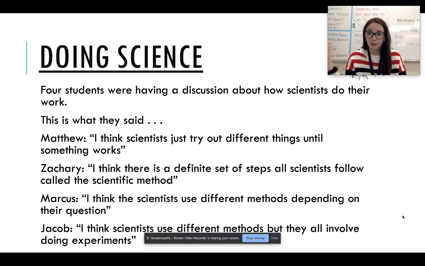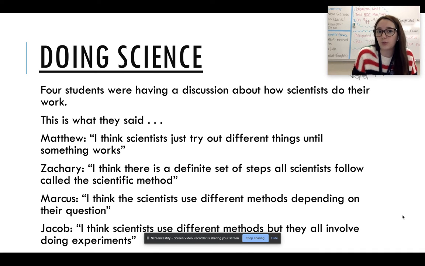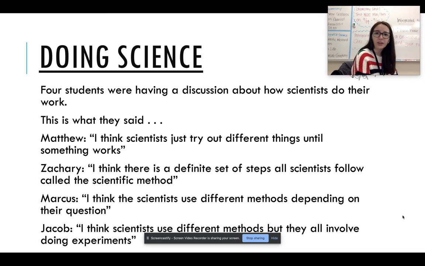To begin, doing science really starts with a question, so we can have a conversation with people. For example, 4 students were having a discussion about how scientists do their work. This is what they said. Matthew says, I think scientists just try out different things until something works. And Zachary goes, I think there's a definite set of steps all scientists follow called the scientific method. Marcus can say, I think the scientists use different methods depending on their question. And Jacob goes, I think scientists use methods, but they all involve doing experiments. Starting to do science, it's really just a question and a conversation.